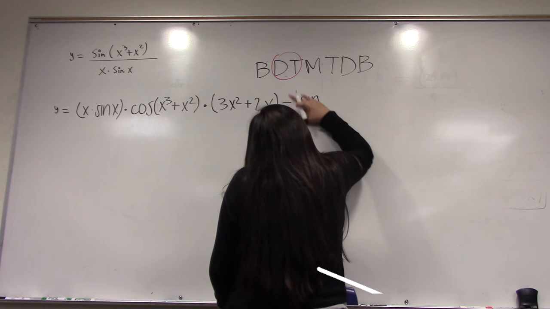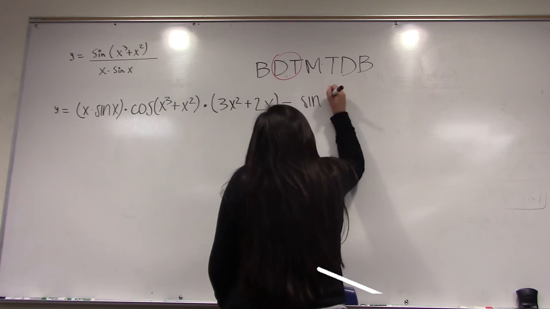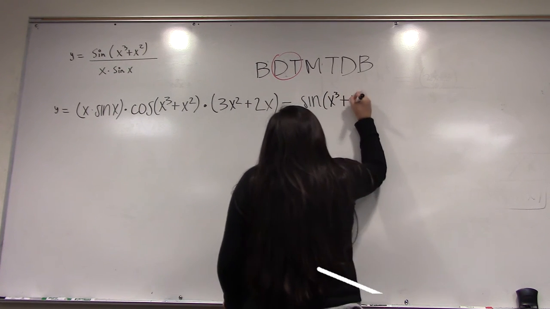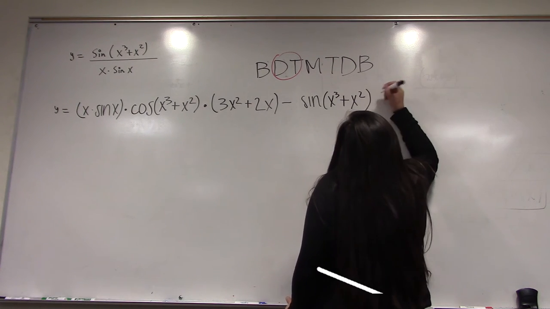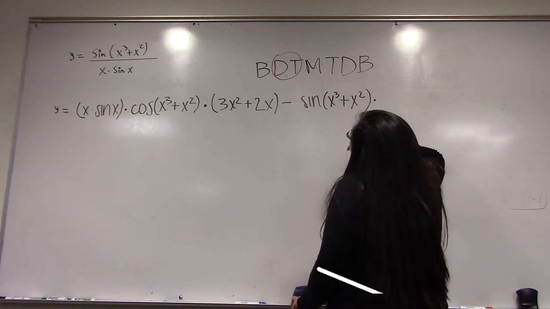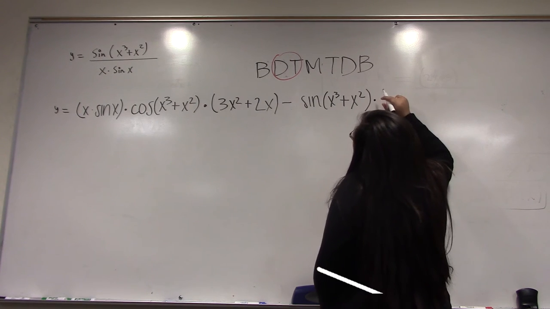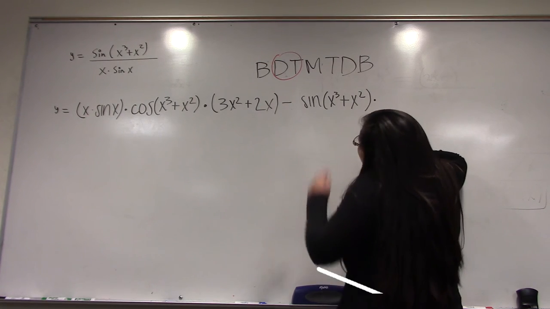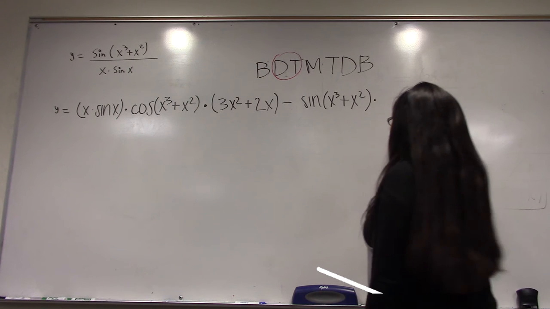Don't do the square bracket yet, just sine. Sine of x cubed plus x squared, times the derivative of the bottom. But the bottom is? You'll need the product rule for the bottom. So do you think you're going to need a parenthesis, yes or no? Yes. Okay, open the parenthesis.